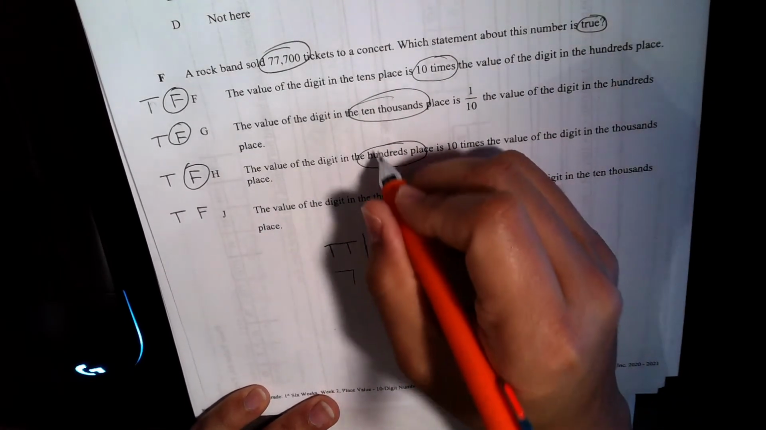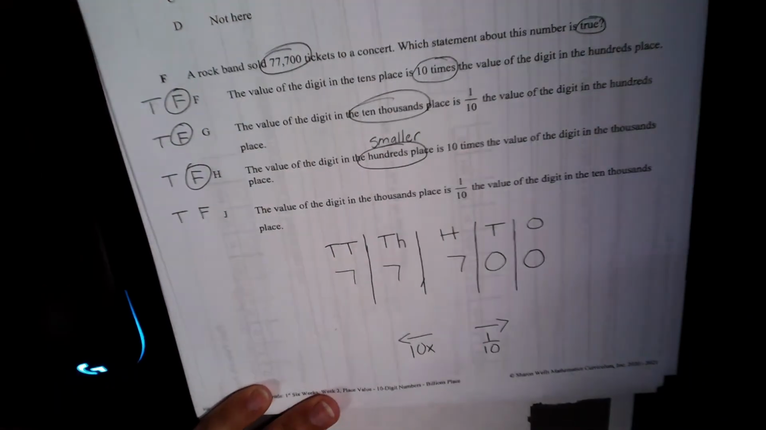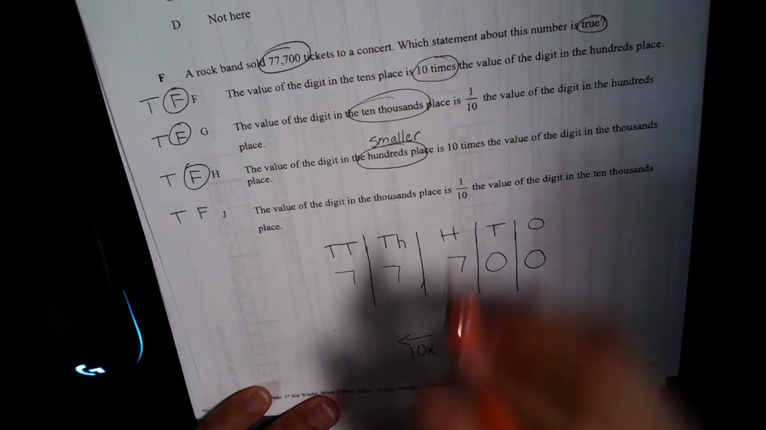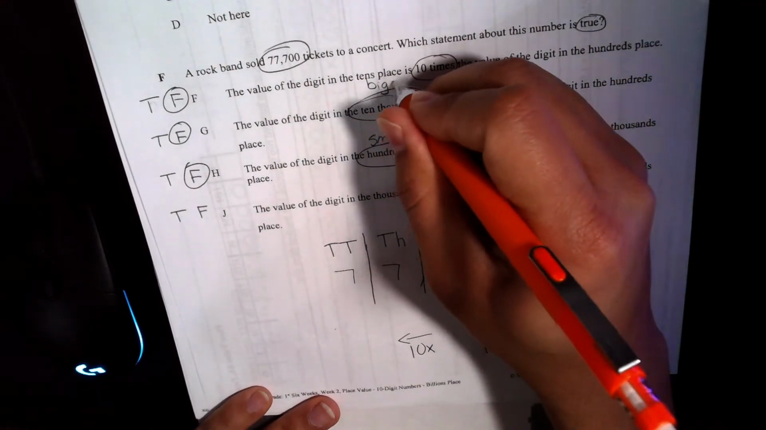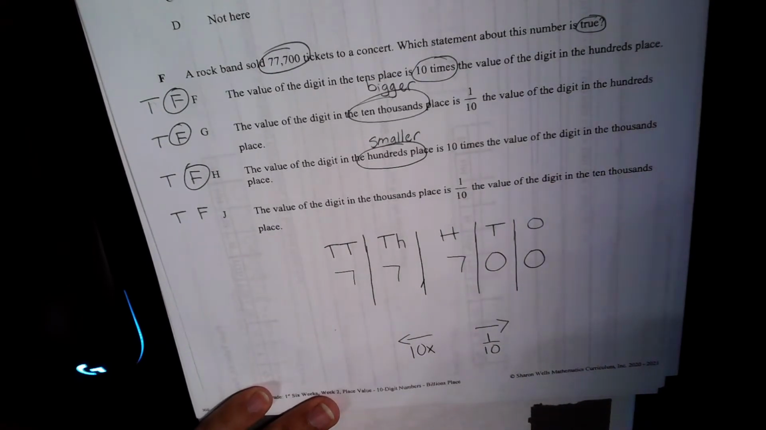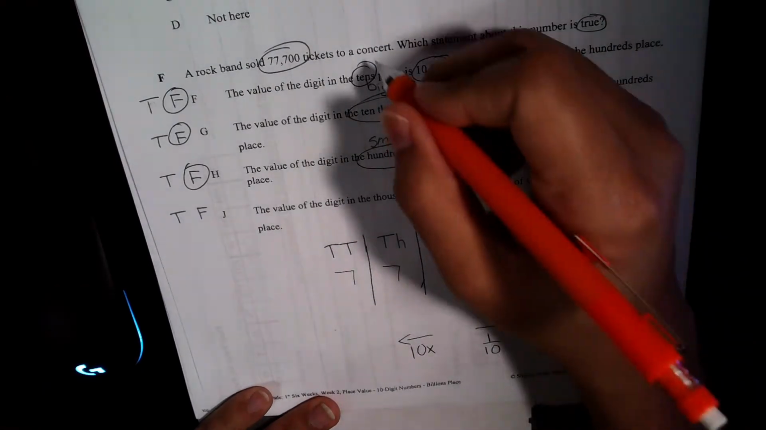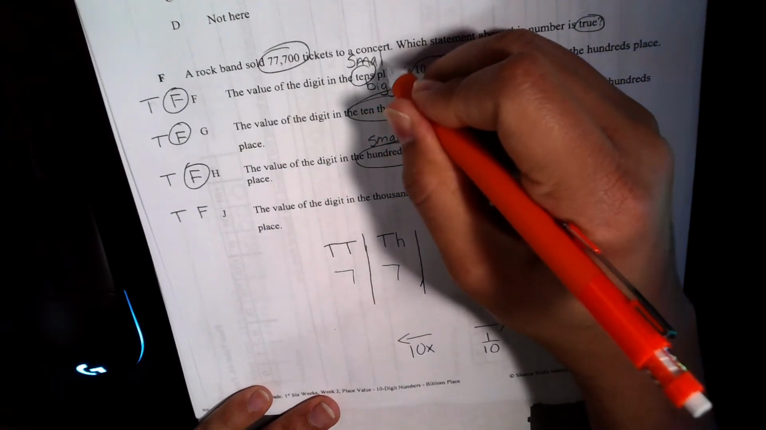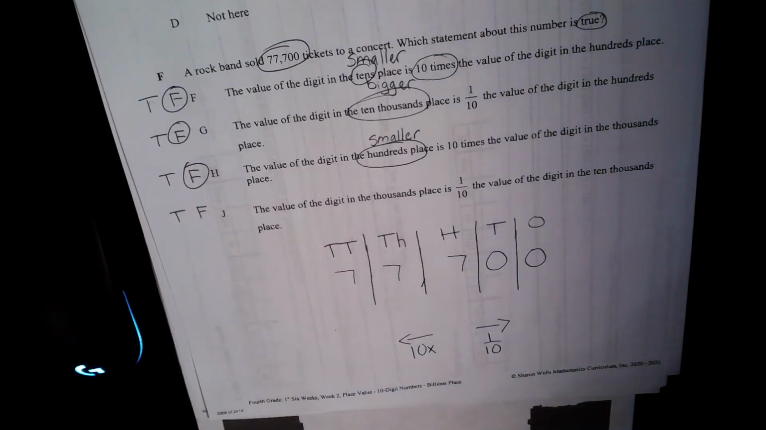We know that the hundreds place is smaller. It has to be 1/10. We said the 10,000s place was bigger. It can't be 1/10. And the tens place was smaller. So that can't be 10 times. So this last answer choice is either correct or we made a big mistake.